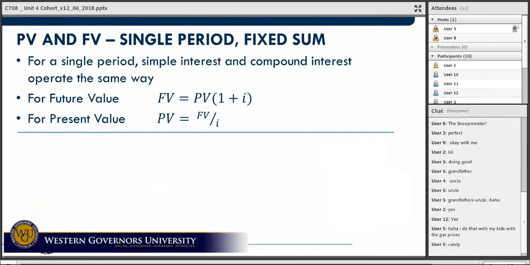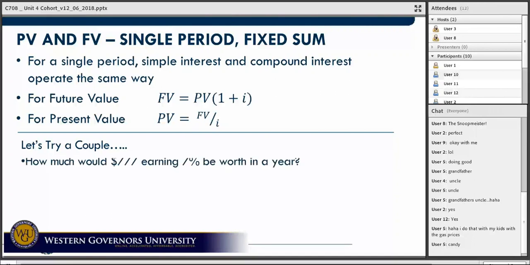So, starting simply, let's say we've got a fixed sum for a single period, and we want to calculate what we would earn after one period. In this instance, simple interest and compound interest operate the same way. So let's try a couple of these, right? So here we would say our future value is our present value multiplied by 1 plus the interest rate. And then for present value, well, the opposite of multiplication is division. So we multiply forward and divide back. But let's look at how it would work.